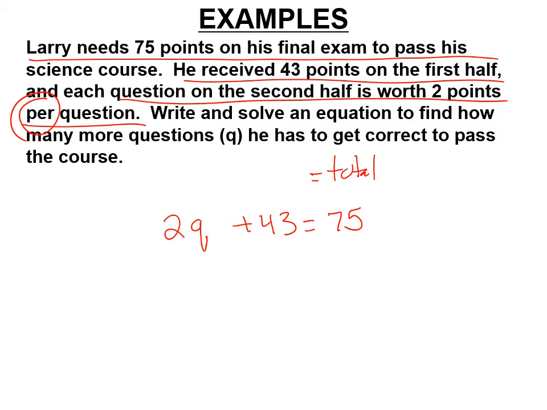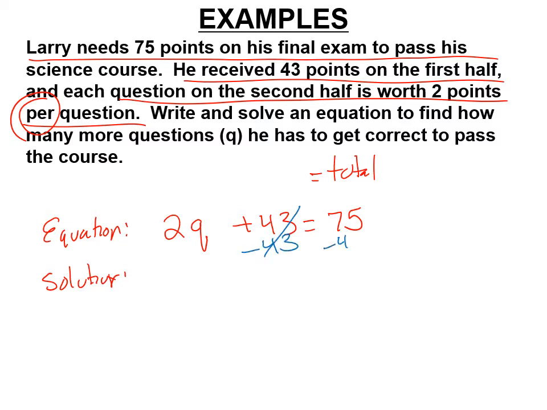Now, in reality, he probably wants to get greater than or equal to 75. We'll talk about that on another day. But let's assume he wants to get exactly a 75. So that's our equation. So you're going to have to write that. You cannot do it some other way. And now we're going to find the solution. So that's the hard part.